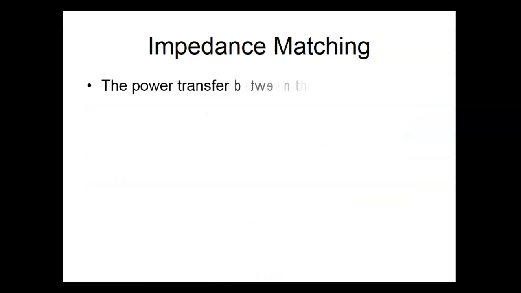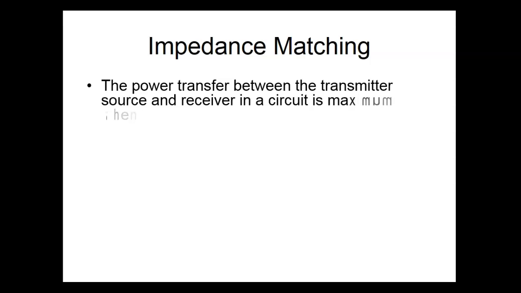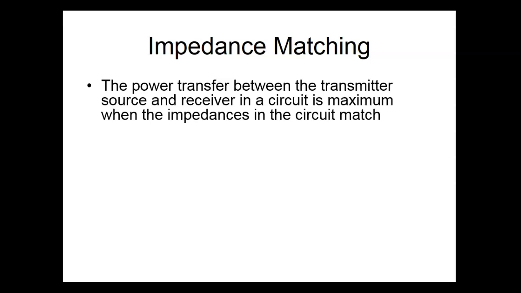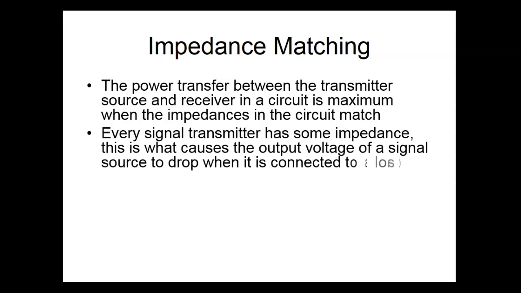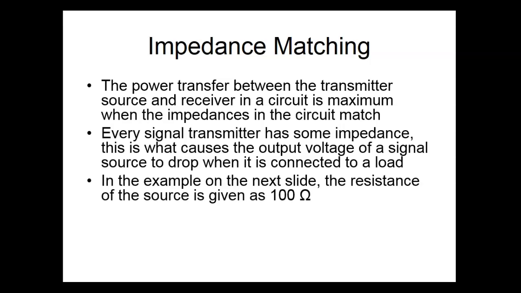Impedance matching. Power transfer between the transmitter source and the receiver in a circuit is maximum when the impedance in the circuit matches. Every signal transmitter has some impedance. This is what causes the output voltage of a signal source to drop when it is connected to a load. On these function generators, it's got 50 ohms right there, so that's the impedance. So right now, if I was to take my scope and hook it up directly to the output of this function generator, it would measure, and then I hook it up to a load, you'd see it actually drop down.